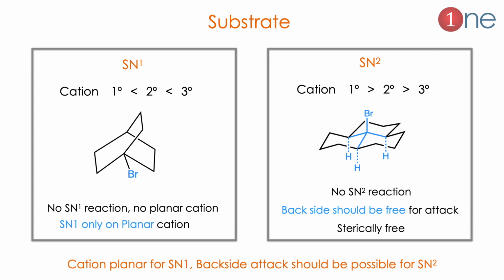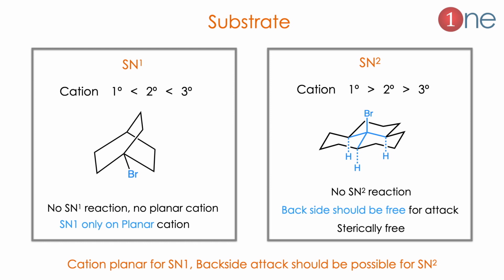So let us see the substrate. What does substrate really mean? The reactant molecule, the alkyl bromide or any other substituted product or any other functional molecule. For SN1, a tertiary molecule always goes better, and primary goes slowly. Moreover, SN1 only happens with a planar cation. In this example I have given, there is no SN1 reaction because a planar cation is not at all possible. So SN1 happens at a tertiary molecule with a planar cation.